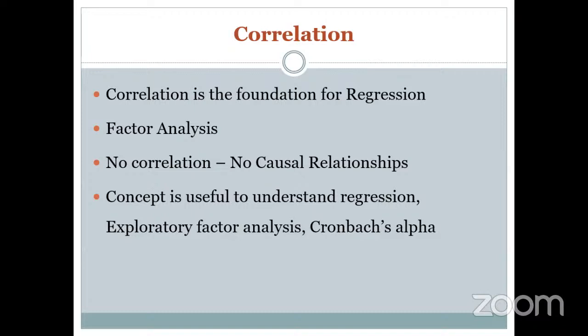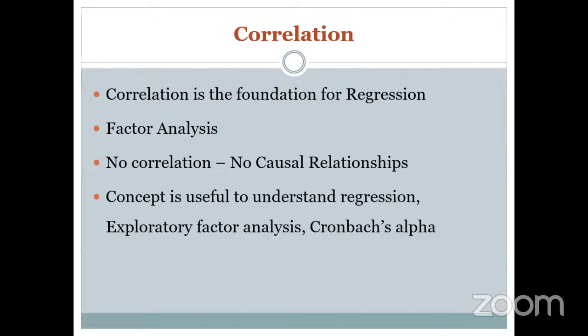Like yesterday we discussed that the items are correlated with each other. The items which are highly correlated with each other make a factor. No correlation, then no causal relationship. If there is no correlation, there is no regression also. We cannot say that X and Y are not correlated, but X affects Y. This is not possible. If they are correlated, then only there is an effect. The effect may be positive or negative, but the effect exists only when they are correlated.